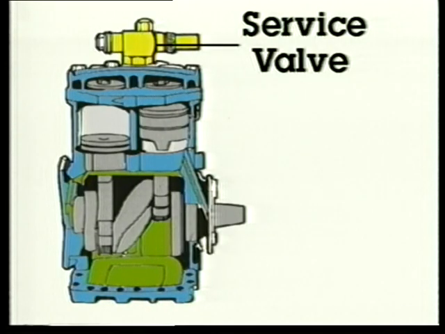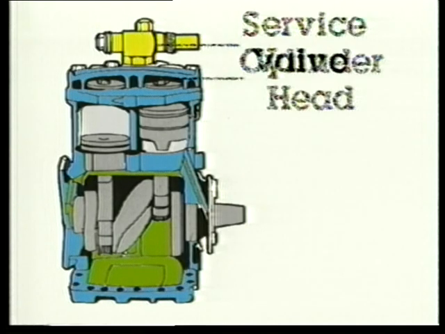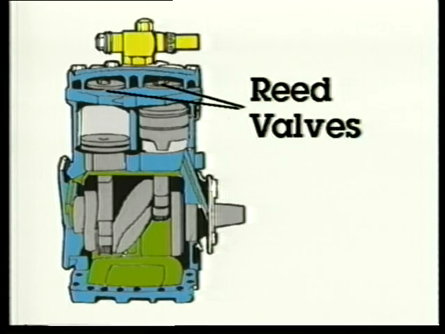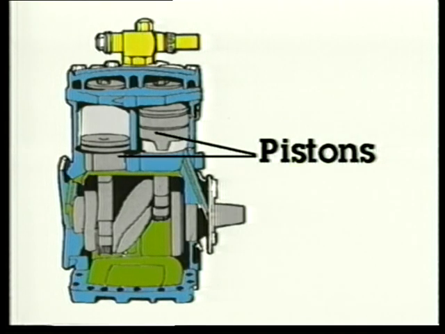A service valve or valves may be provided at the top of the compressor. The cylinder head bolts to the top of the compressor body or case. Reed valves mount under the cylinder head, above the cylinders and pistons. The pistons slide up and down in the cylinders to form pressure.